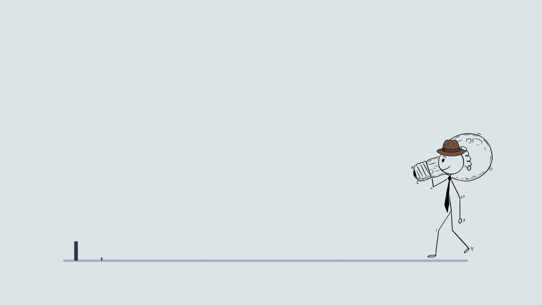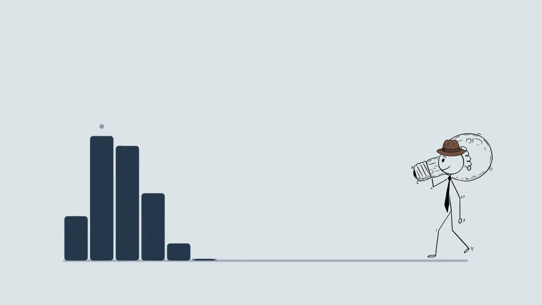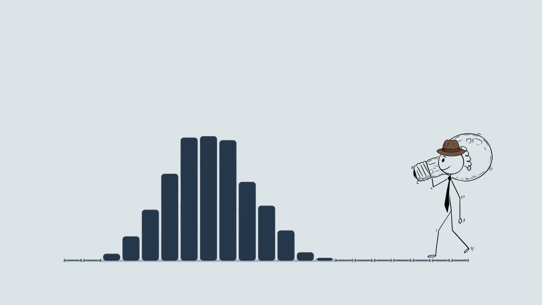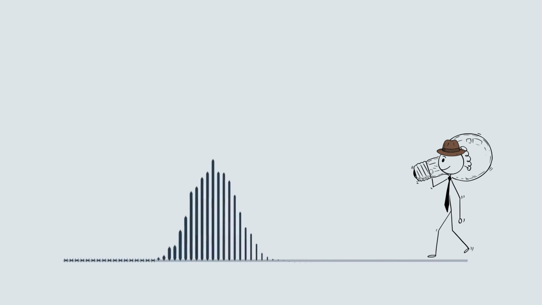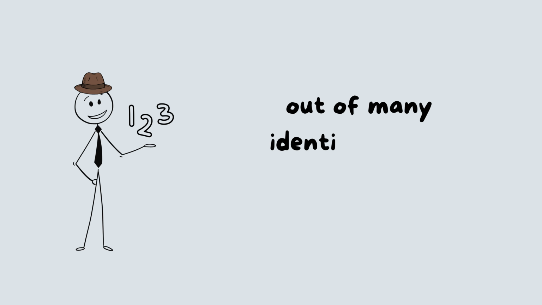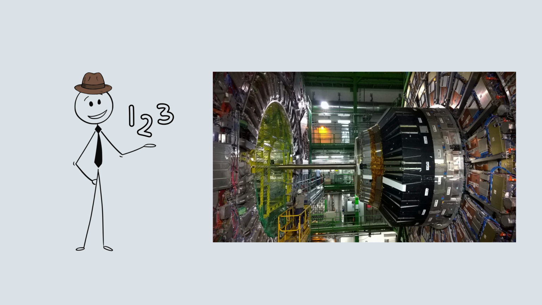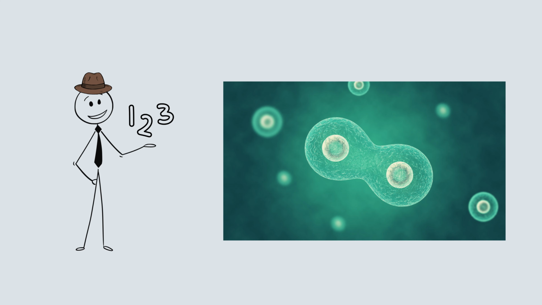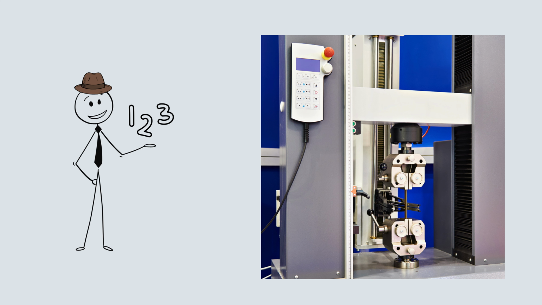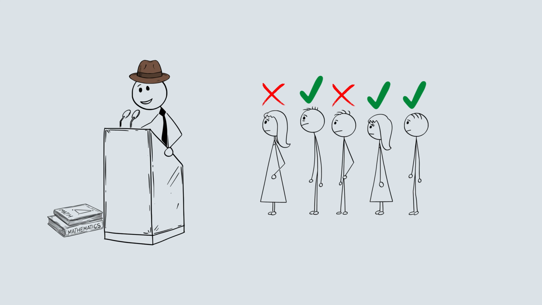A single Bernoulli trial is very simple. It only tells us whether something happened or not. But the real power comes when we repeat the same trial many times under identical conditions. Now, we start counting. Out of many identical trials, how many successes do we see? How many photons were detected? How many cells divided? And how many components passed inspection? Notice what we are doing here. We are no longer interested in the exact order of successes and failures. We only care about the total count.